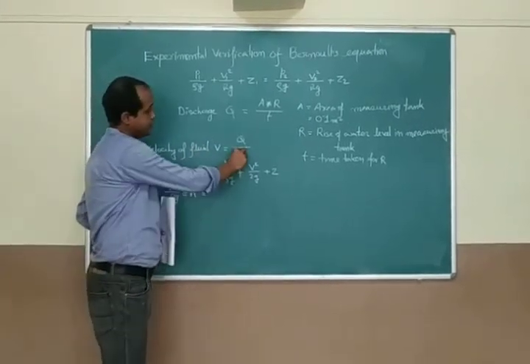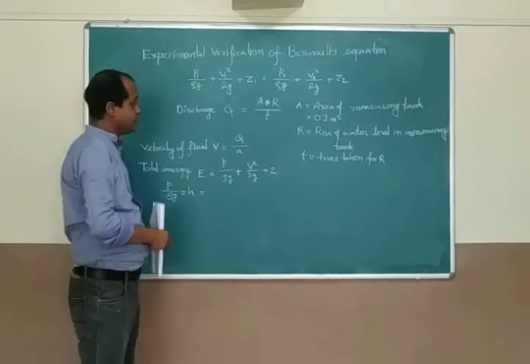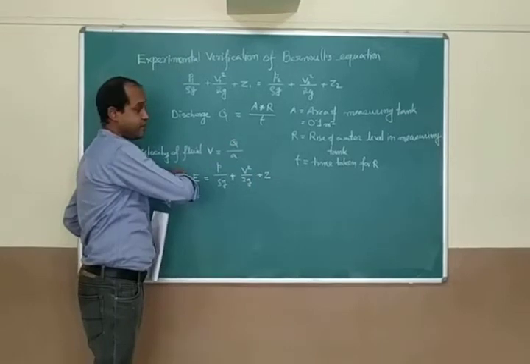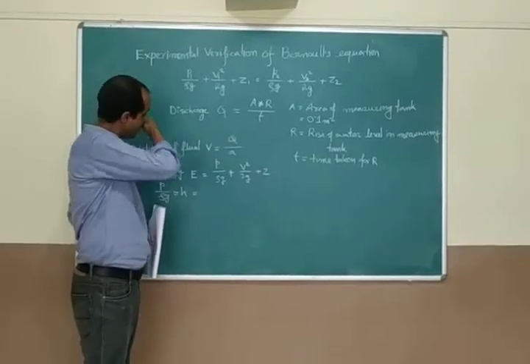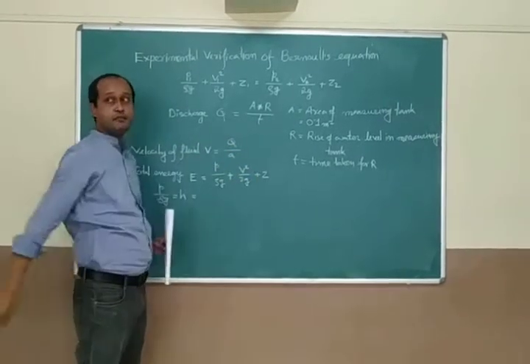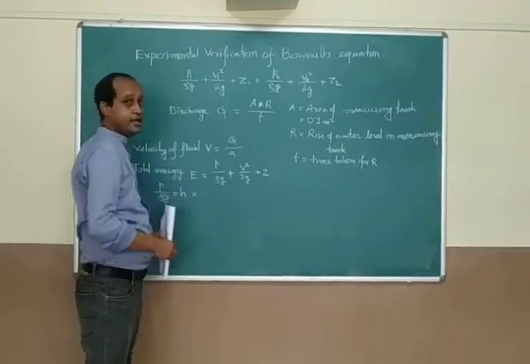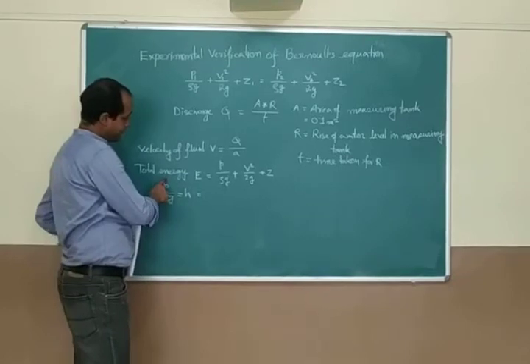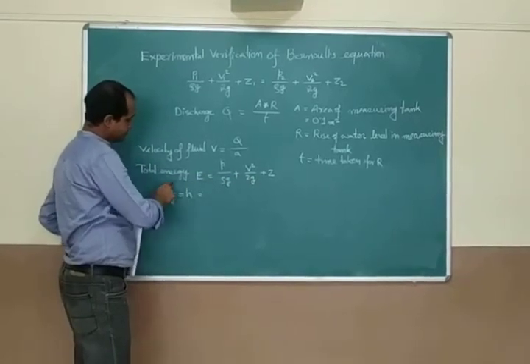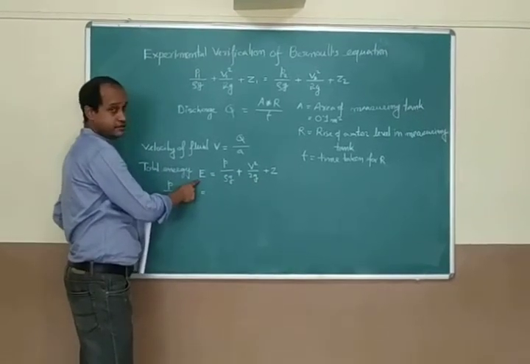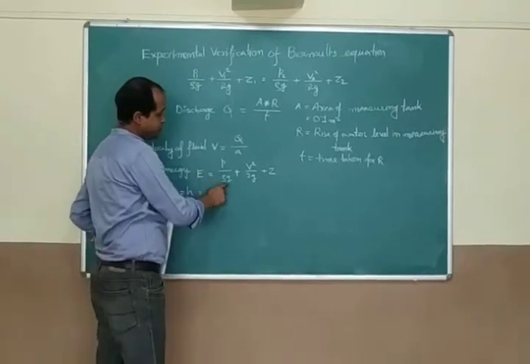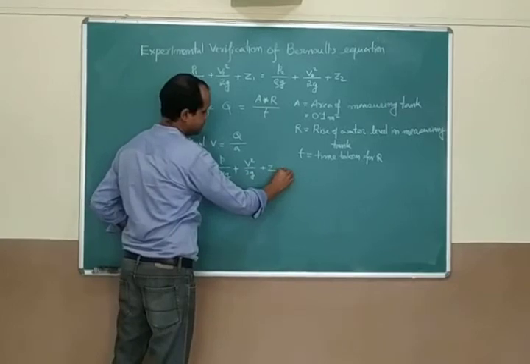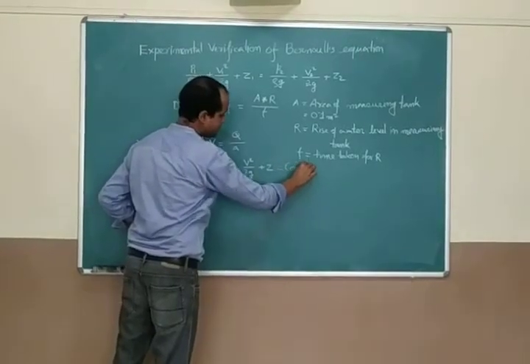Okay, so A is the small area corresponding to 9 points. There are 9 points given. Corresponding to those 9 points, you will get the area. This is already given. So finally, this is your total energy E, P by rho g plus V square by twice g plus Z, which is equal to constant.